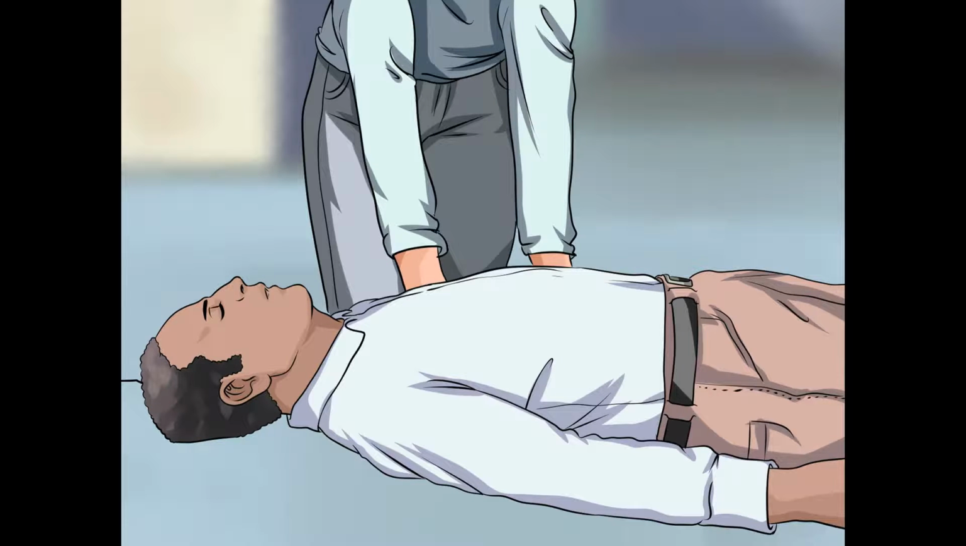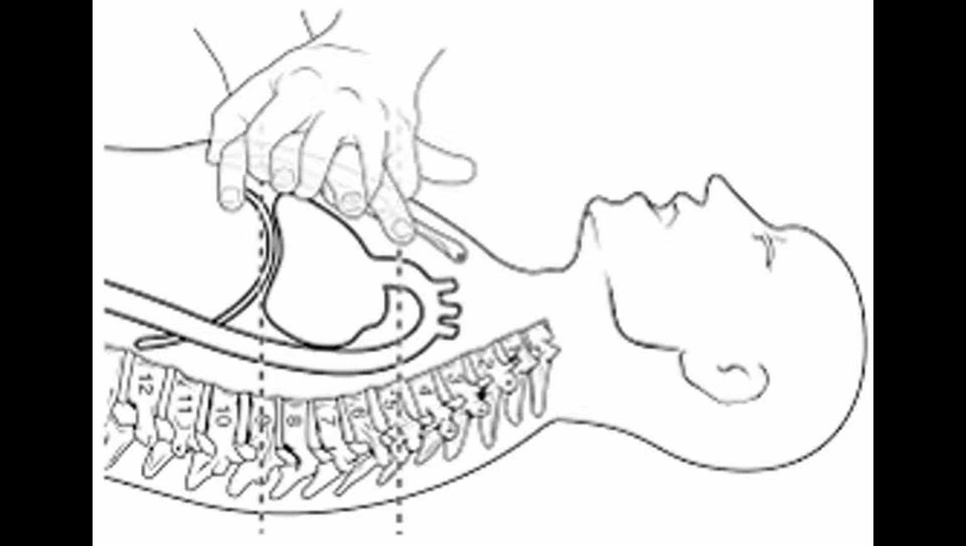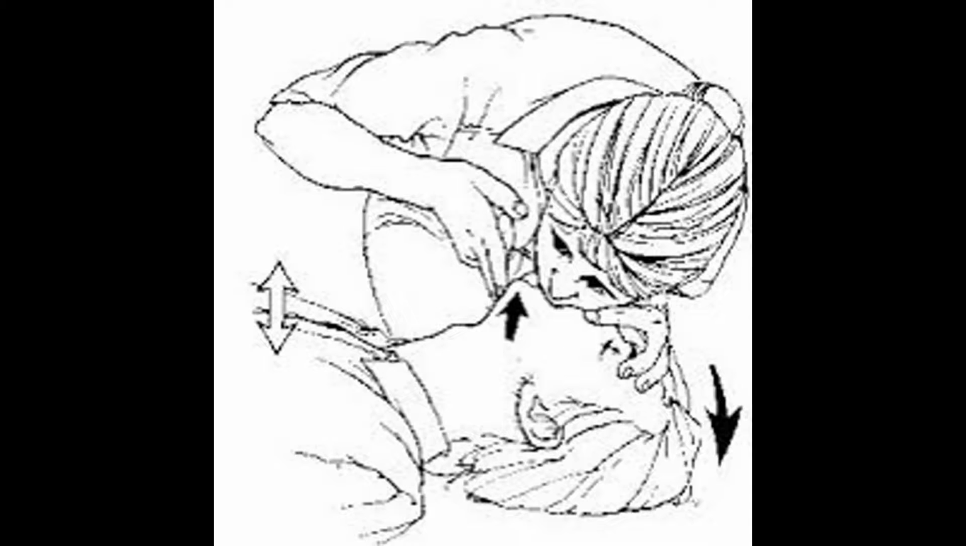After checking the scene and the person, making sure everything is safe, the first step is to open the airway with the person lying on their back and tilt the head back slightly to lift the chin. Step 2 is to listen for breathing. If you hear none, then you should go ahead and perform CPR.